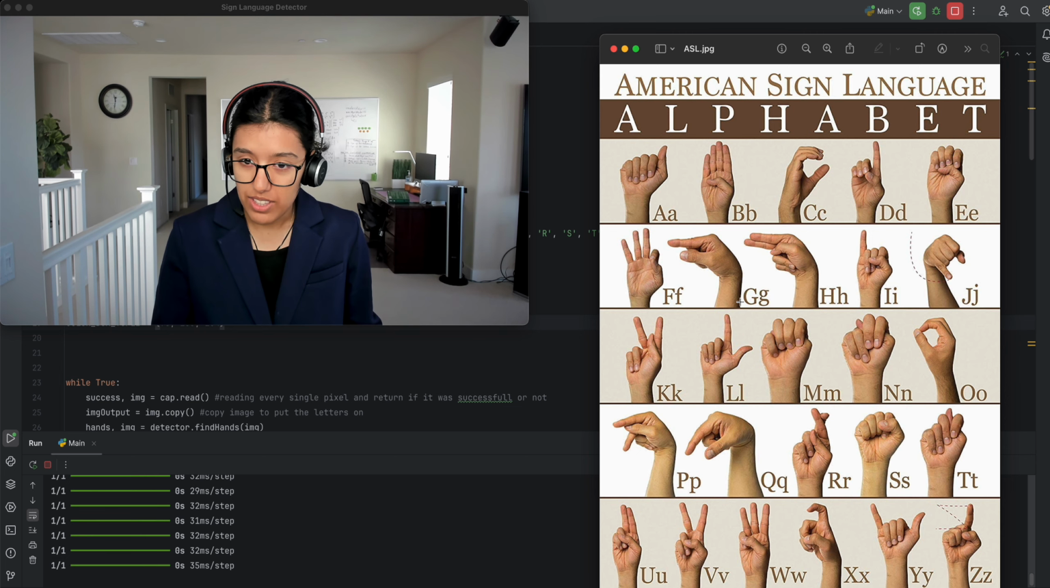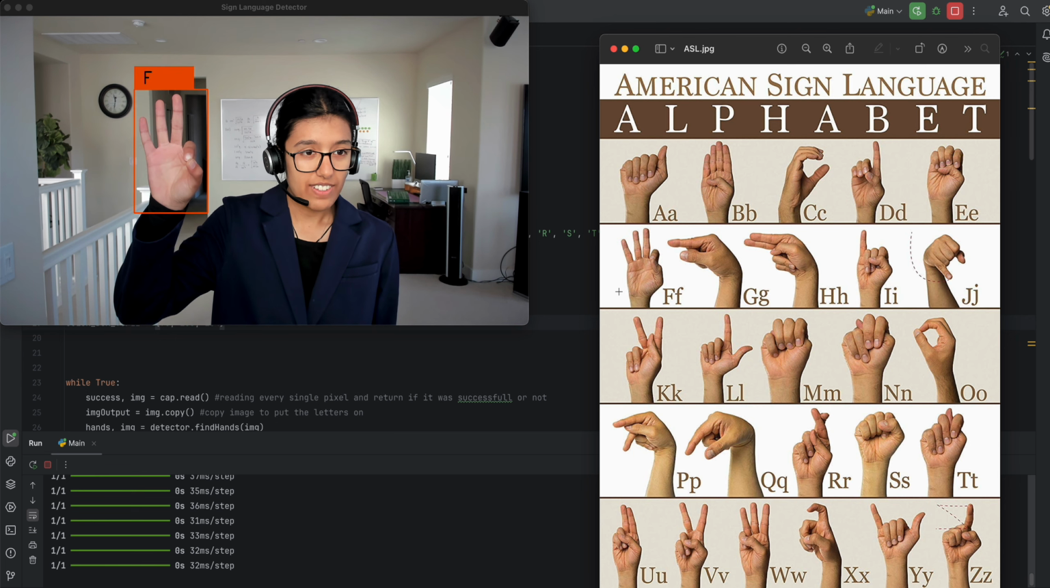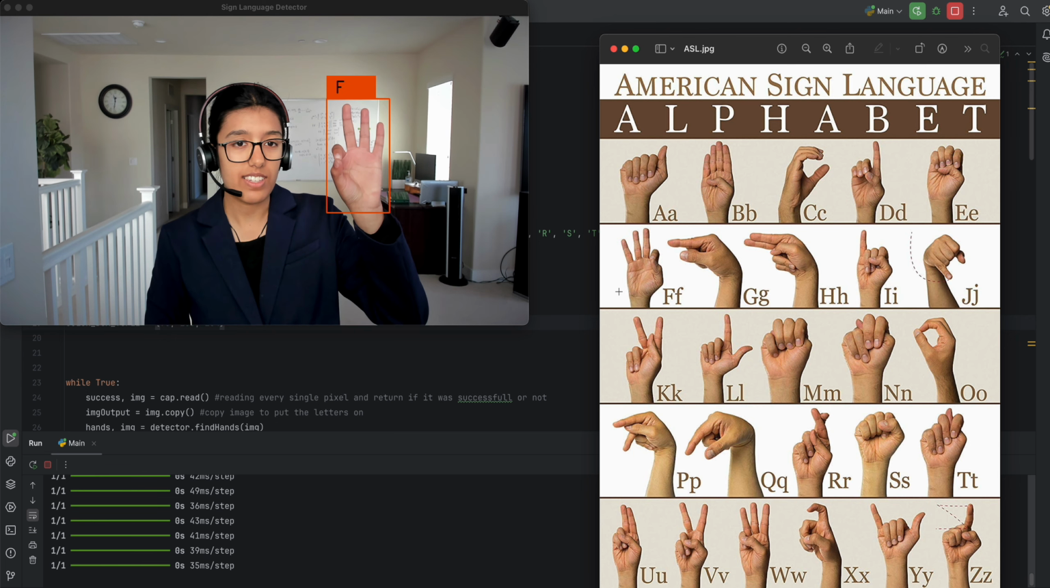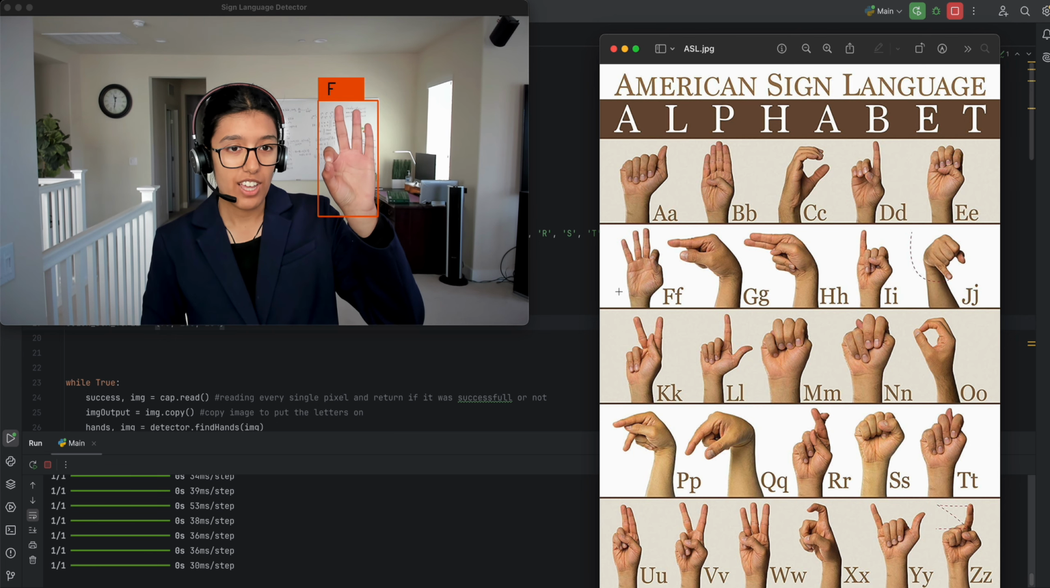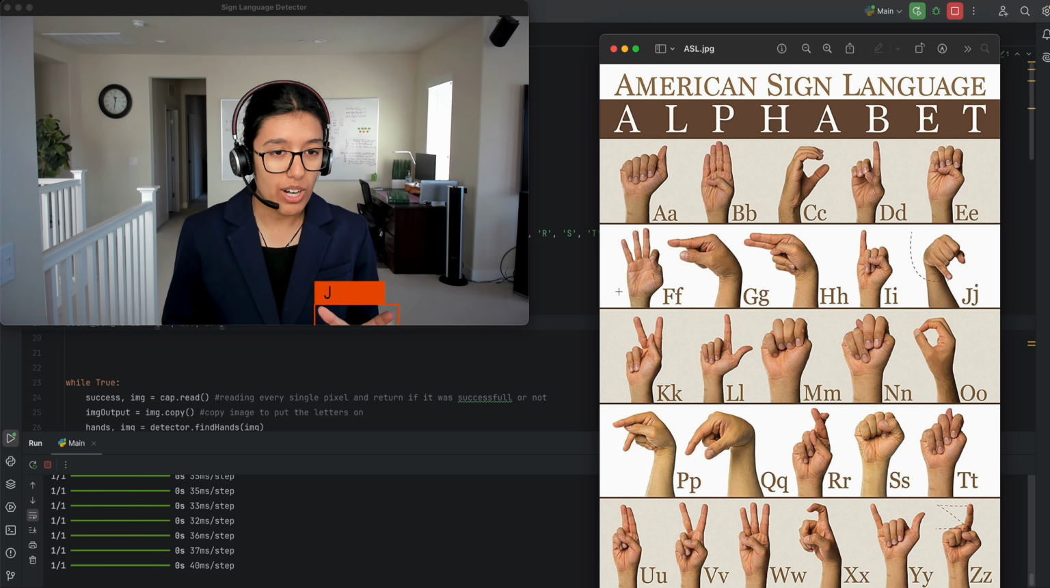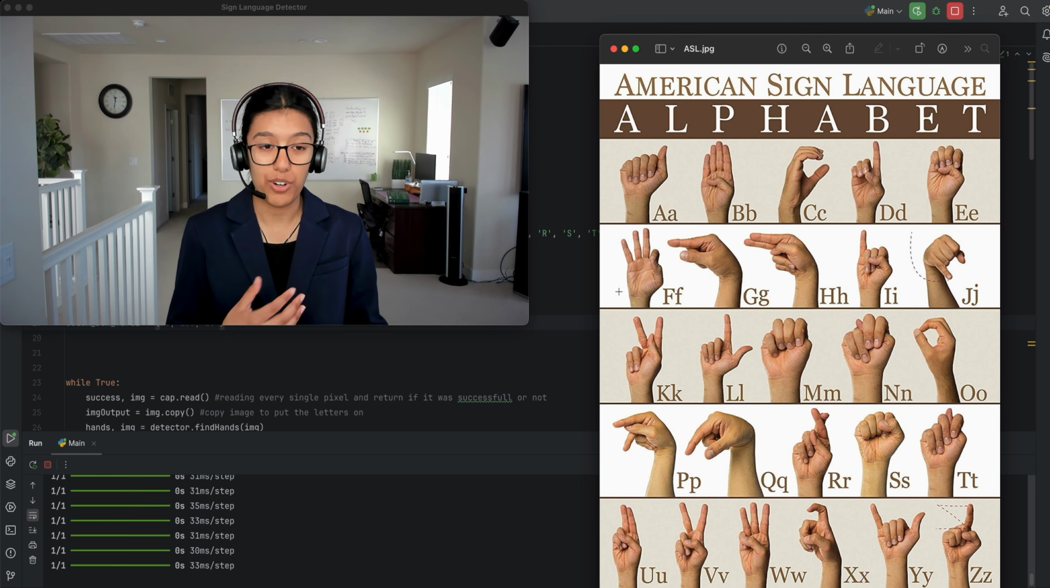And for our last one, let's try F. So F is this gesture right over here. That's F with my right hand, and this is F with my left hand. As you can see, there was a little bit of discrepancy since I did not have as much training data as I would have liked. Otherwise, the model would have crashed. So I worked around with what I had.